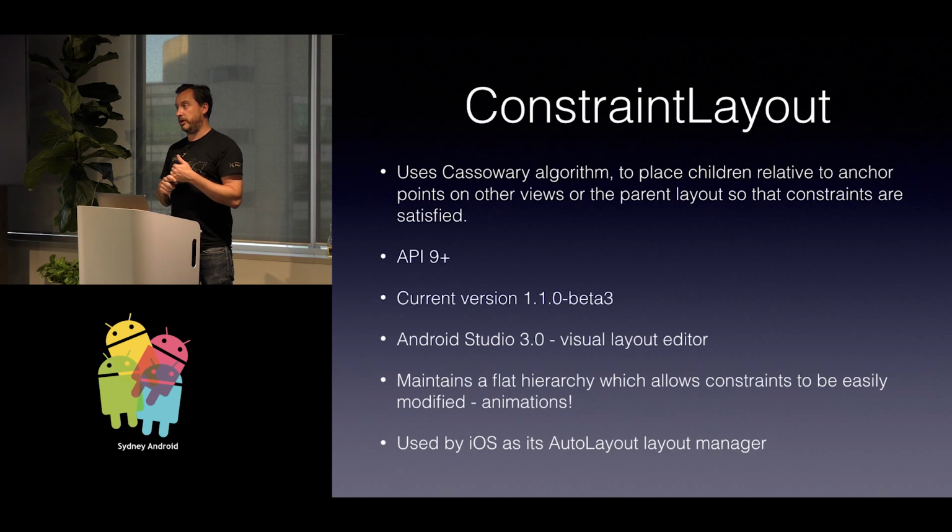It works on API 9 and above, so hopefully that covers all the apps that you're writing, since the support library is now only API 14 and above. So if you're writing apps that don't use the support library, congratulations, you're doing really well there. The current version of constraint layout is 1.1.0, so they're going towards the 1.1 release at the moment. And beta 3 was released literally 2 days ago, I think, or 3 days ago. So it's evolving all the time, but they're getting close to their first 1.1 release.